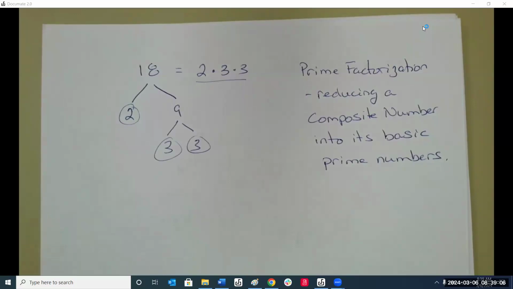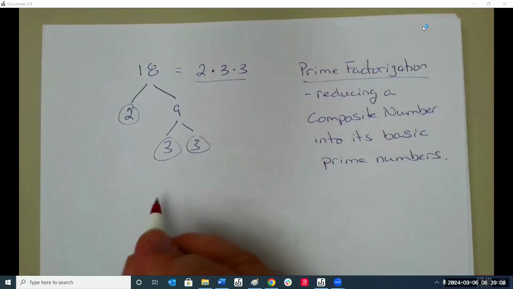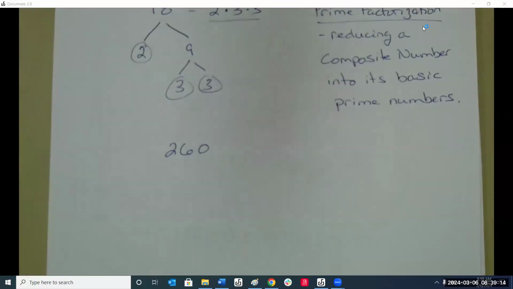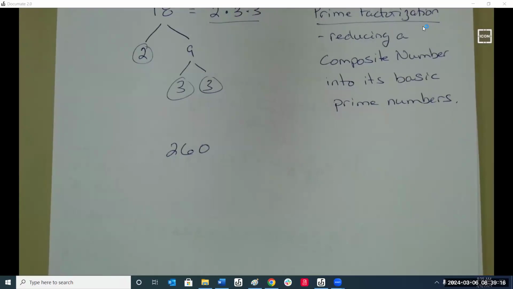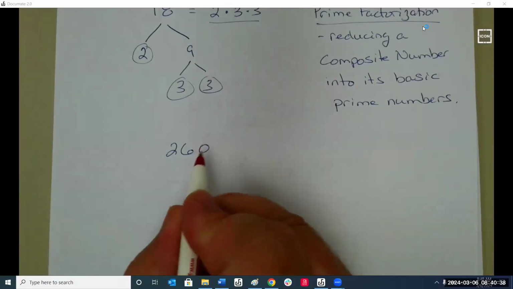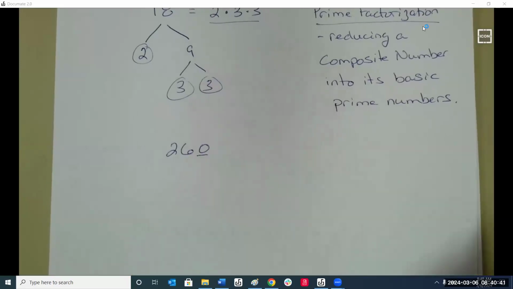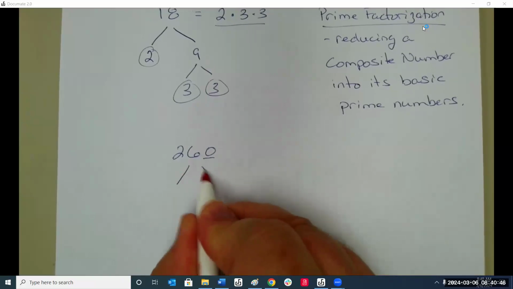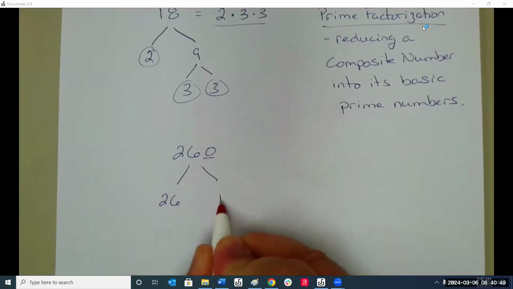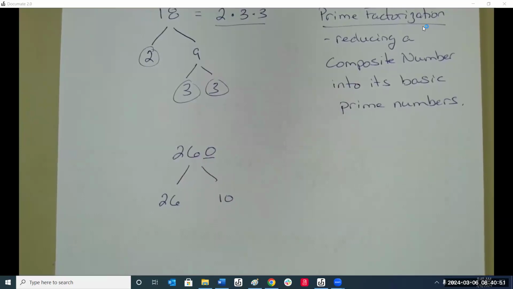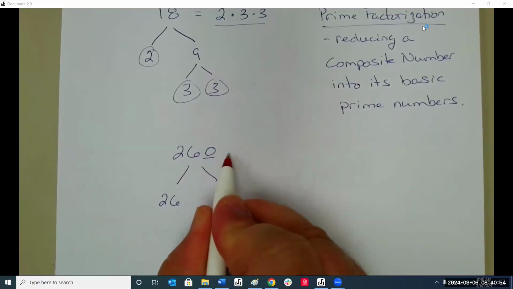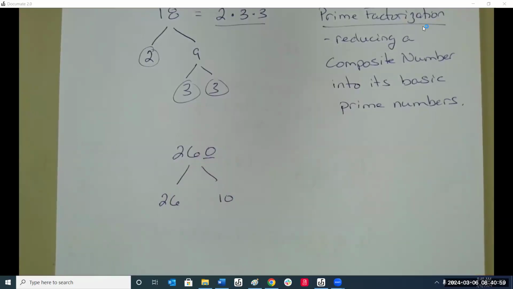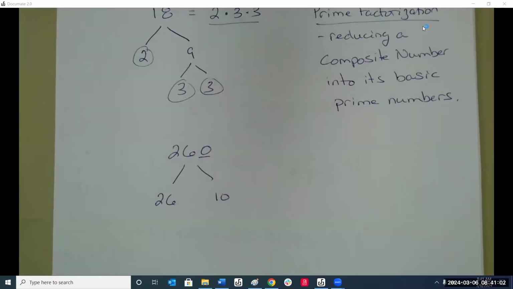So what if I gave you a bigger number? Prime factorize 260. If a number ends in 0, what do we know about it? Yeah, that means it's divisible by 10. 26 times 10. If it ended in 2 zeros, then it's divisible by 100. It would be 26 times 100. So the number of zeros tells you what it's multiplied by. So now we go from here.